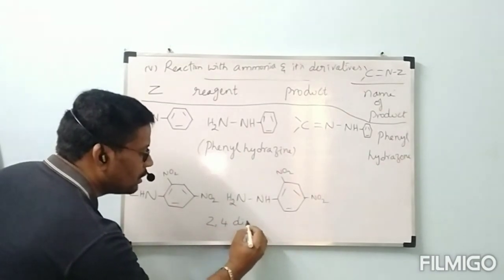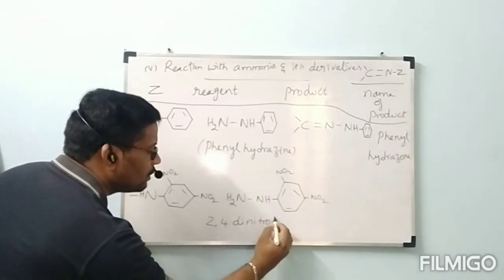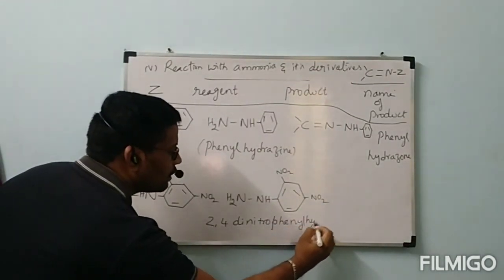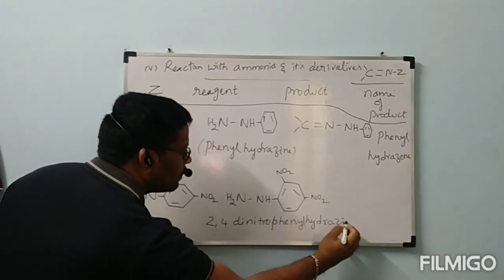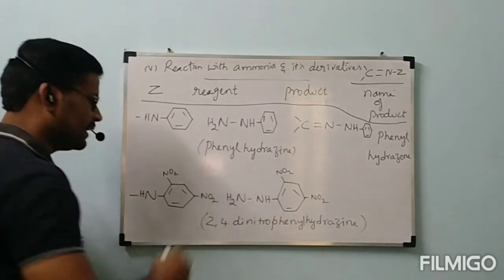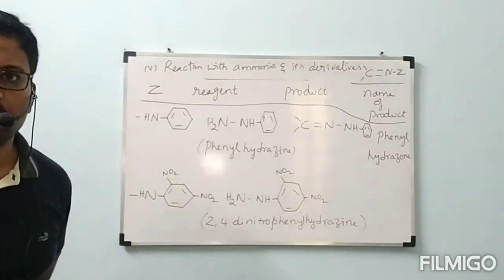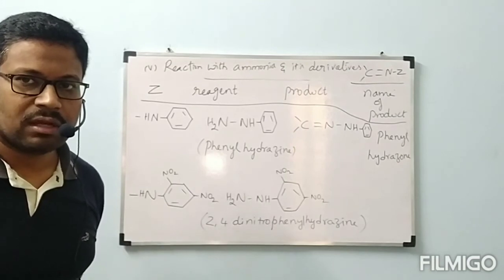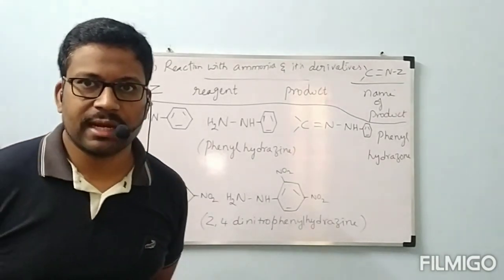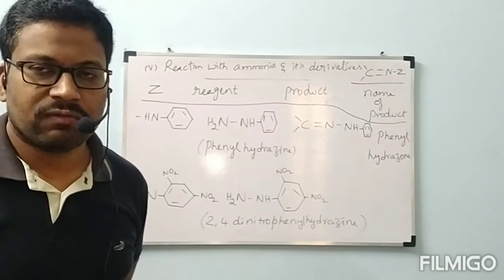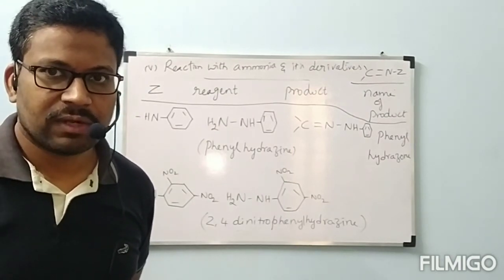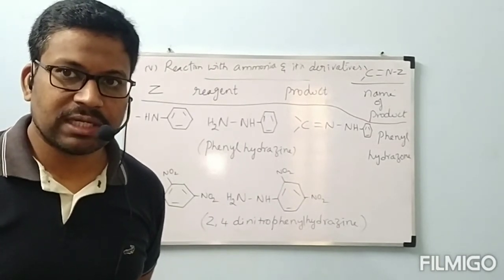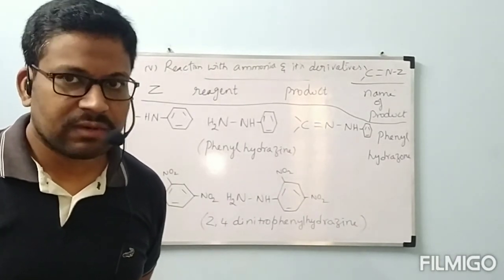Then that name is 2,4 dinitro phenyl hydrazine. 2,4 dinitro phenyl hydrazine. Observe this one. Then we will write the reaction of this C double bond O with 2,4 dinitro phenyl hydrazine. About this we have to talk about this reaction also, because this is one of the important tests we have to recognize. That one I will say.